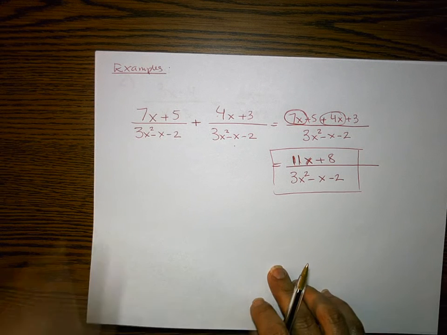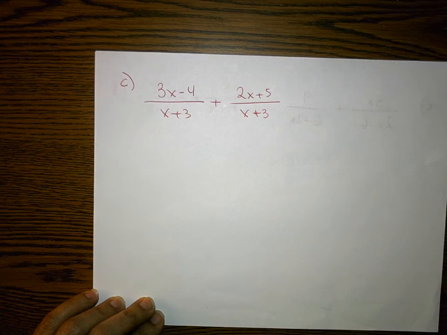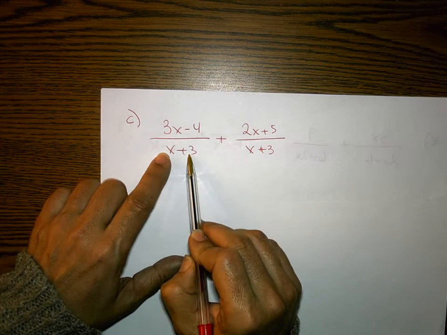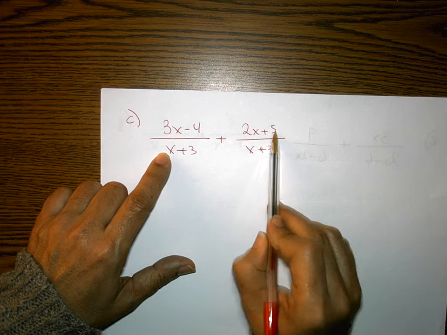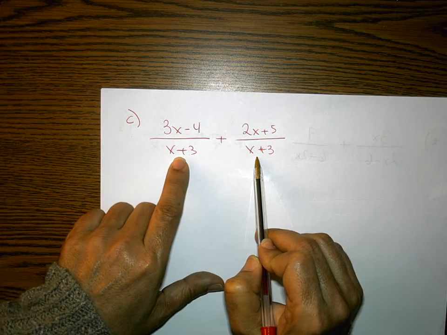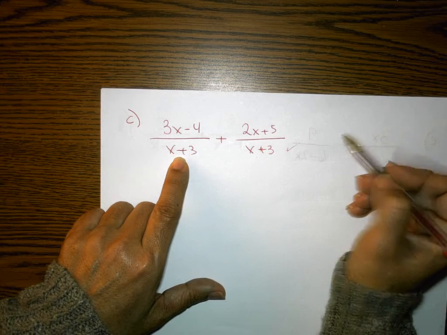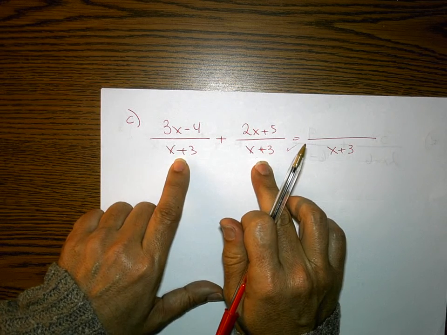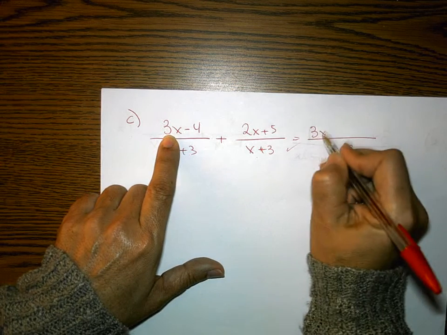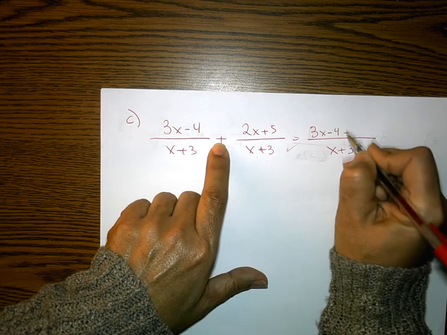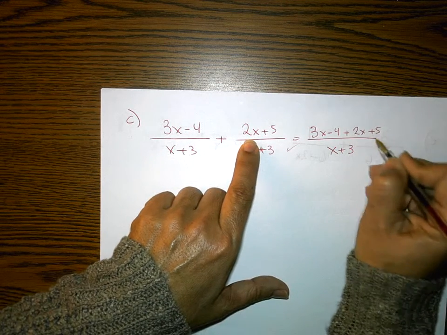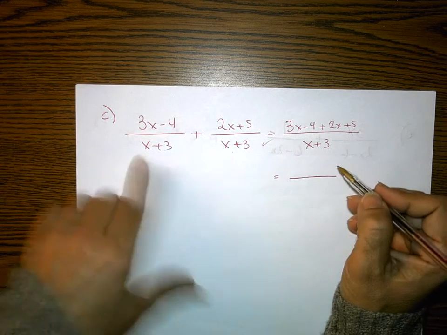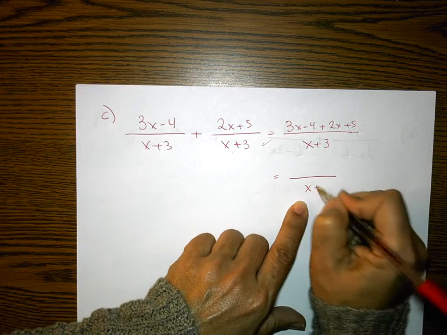Okay, let's take a look at another example. So here we go. We have 3x minus 4 over x plus 3. Over here I have 2x plus 5 over x plus 3. We do have a common denominator. We're good to go. We can write this all over x plus 3 because we have a common denominator. And then we can just go ahead and add 3x minus 4 plus 2x plus 5. And then we just combine like terms. Now I was able to combine two fractions into one with the same denominator.